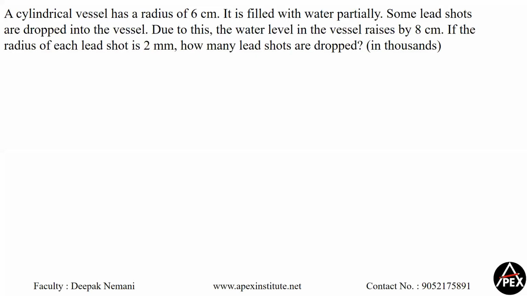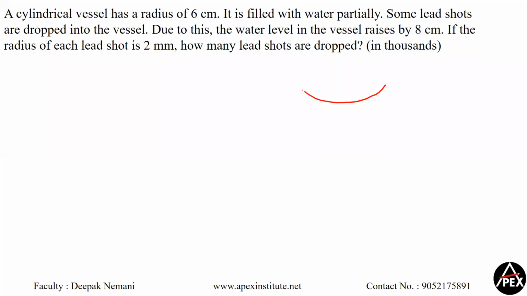Okay. So we have a cylindrical vessel that has a radius of 6 centimeters. Okay, it was filled with water partially. Okay, some lead shots are dropped into the vessel. So what will happen because of that? There will be an increase in the water level, isn't it? Okay. So if the radius of each shot is 2 mm, how many lead shots are dropped? So how will you answer this question?